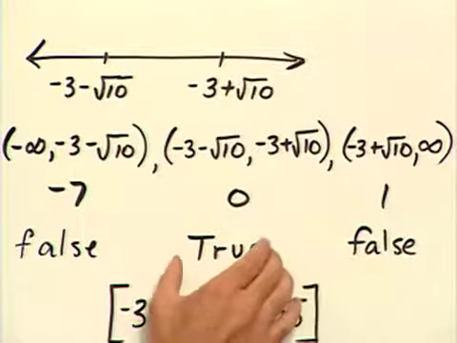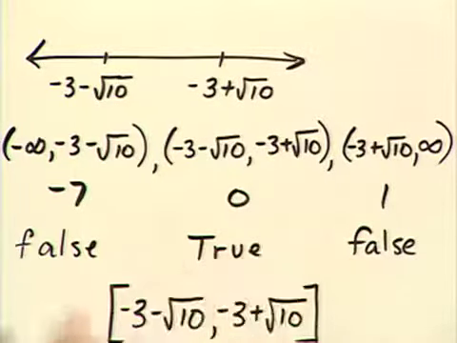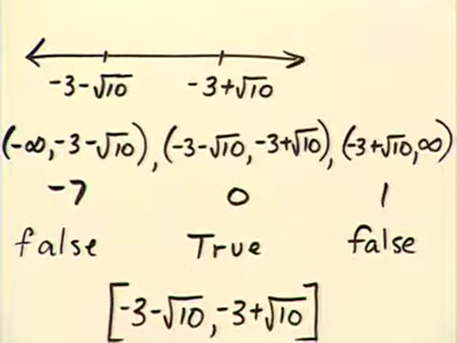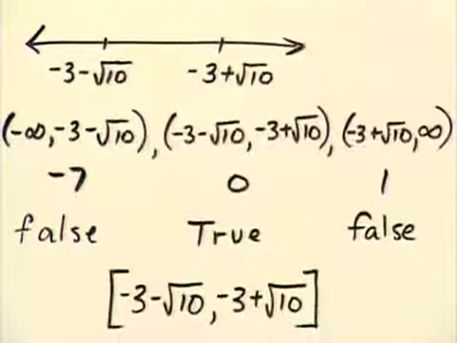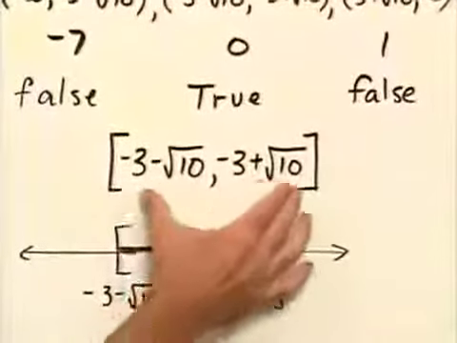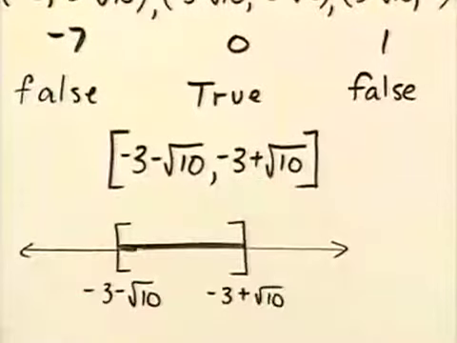So the only time we get a true statement is in the interval between negative 3 minus the square root of 10 and negative 3 plus the square root of 10. So our solution is everything in the interval, including our endpoints, because those endpoints, remember, are those values that actually make it equal to 0.